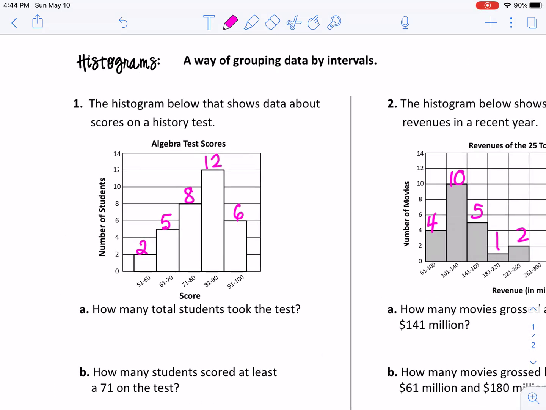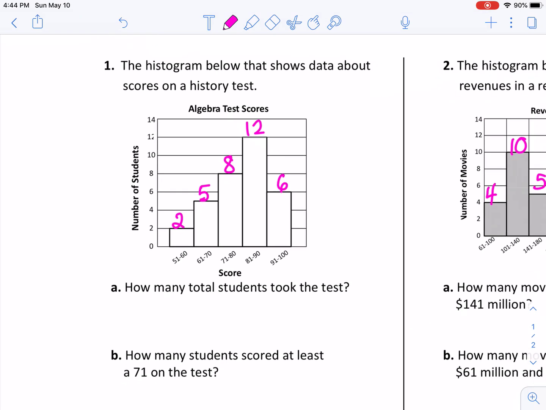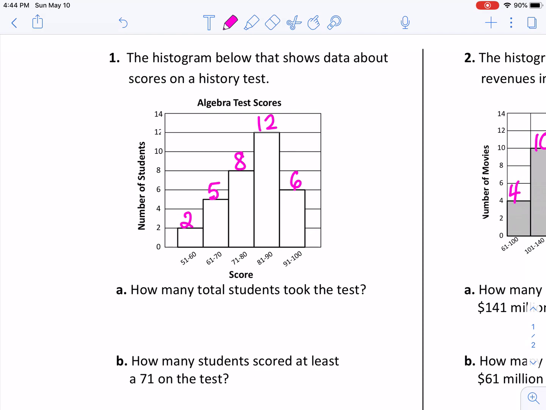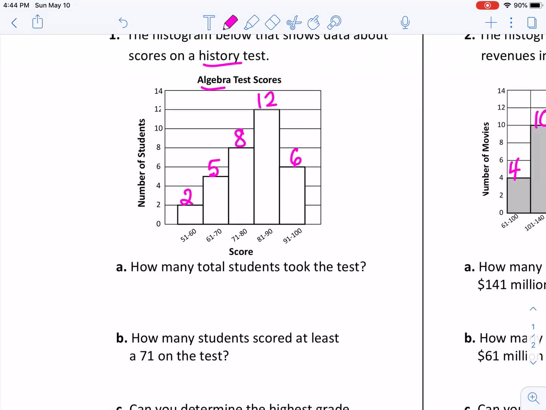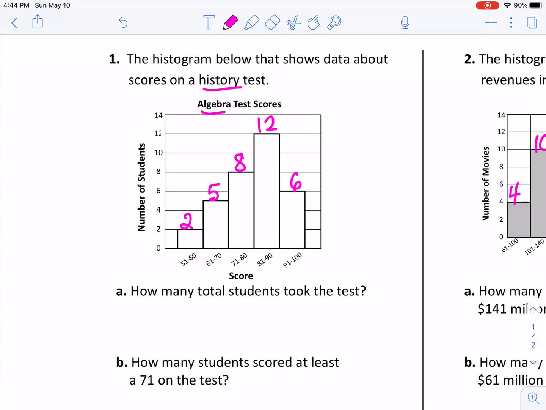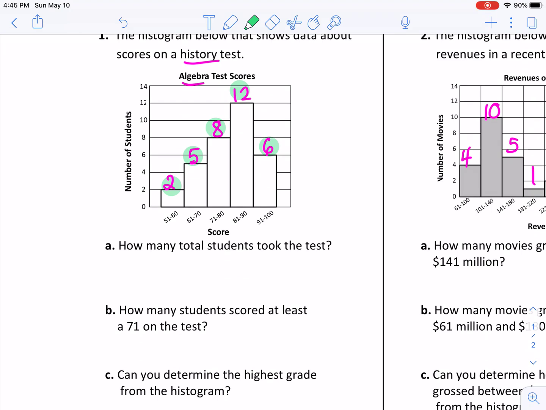All right, so with a histogram, we're going to group data by intervals. So number 1 says the histogram below shows data about scores on a history test. Well, it says history here and algebra here, so you guys can decide what you want. So pretend it is. Anyways, taking a look at the histogram, one of the things that I do right away is I always label how many values are represented in each bar, okay? That just helps me answer questions here.